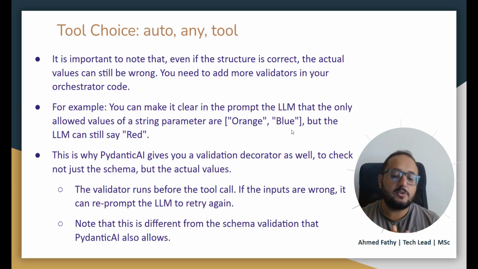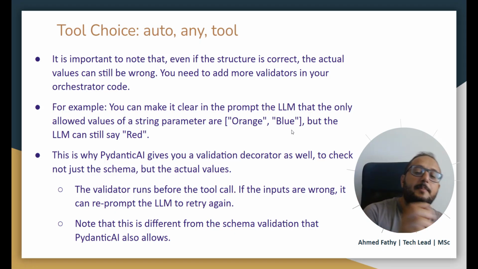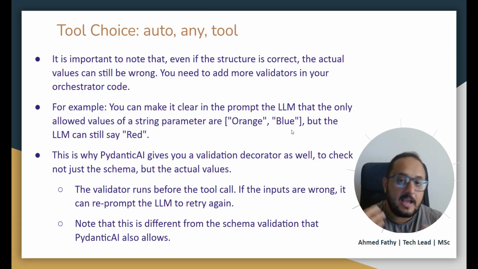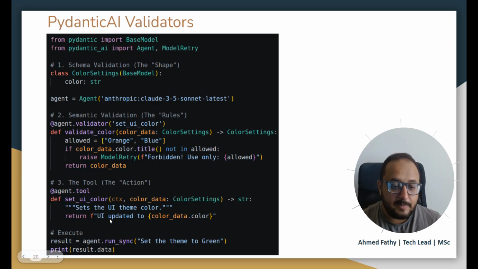If the inputs are wrong, it can reprompt the LLM to retry again. Note that this is actually different from the schema validation. The schema validation is one thing, but confirming the actual values are within the allowed values is another thing. So this is an example as well. You have a tool here called setUIColor, and this is Pydantic again. However, you have a validator for this tool.